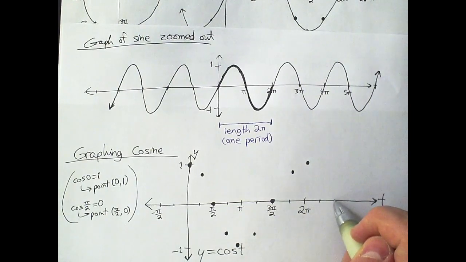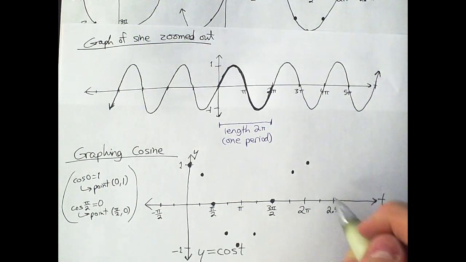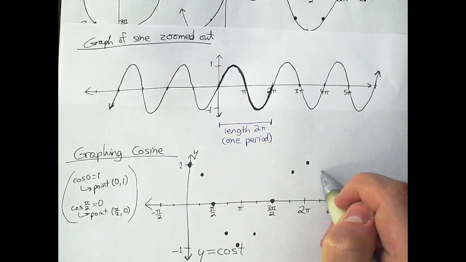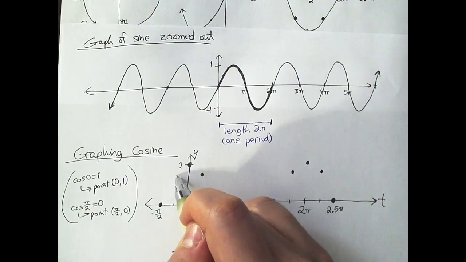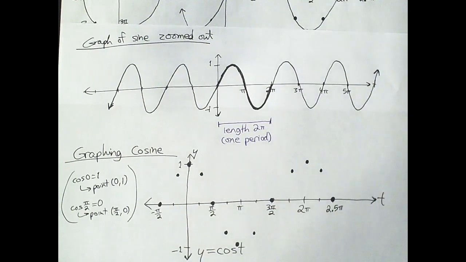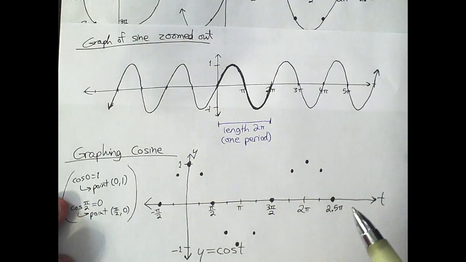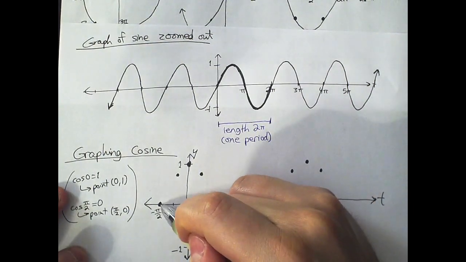Let's go out to 2.5 pi again. What was cosine of 2.5 pi? We said cosine of 2.5 pi was 0. Remember that? A few minutes ago? All right, look at all these points. See what pattern we're getting? In a way, it kind of does look like the graph of sine, but not exactly. I'm going to connect these points with a nice smooth curve.